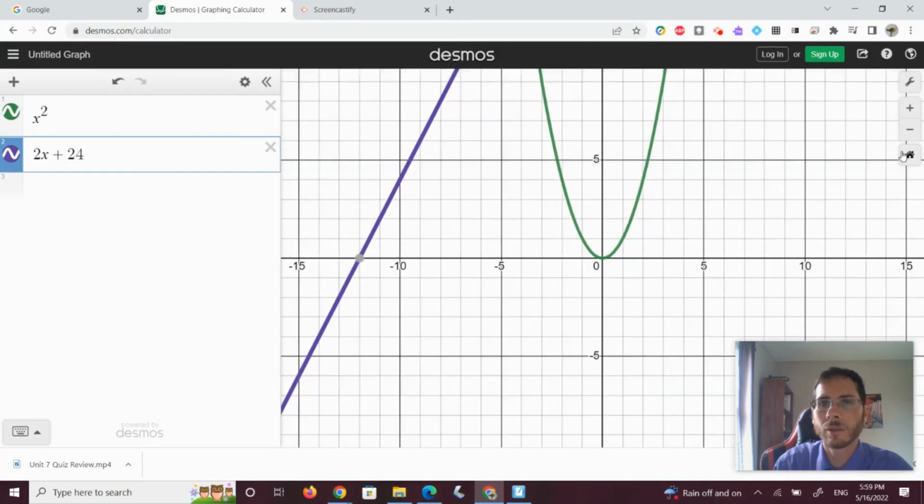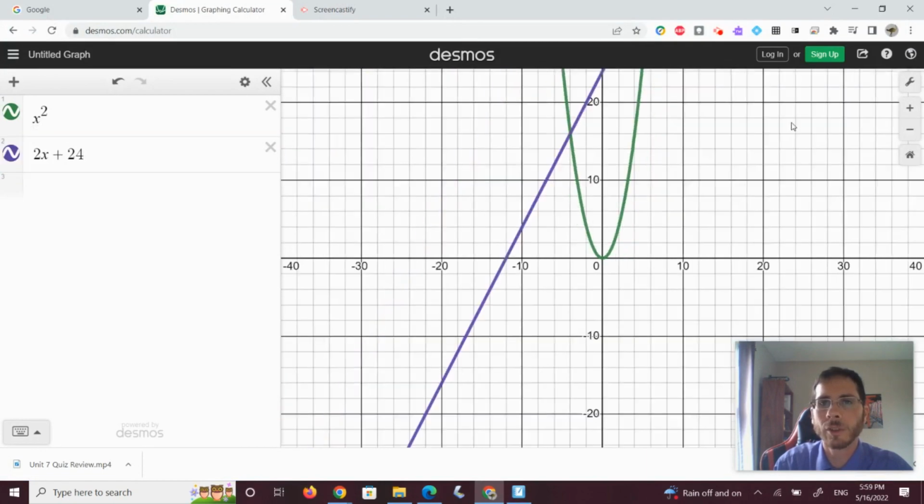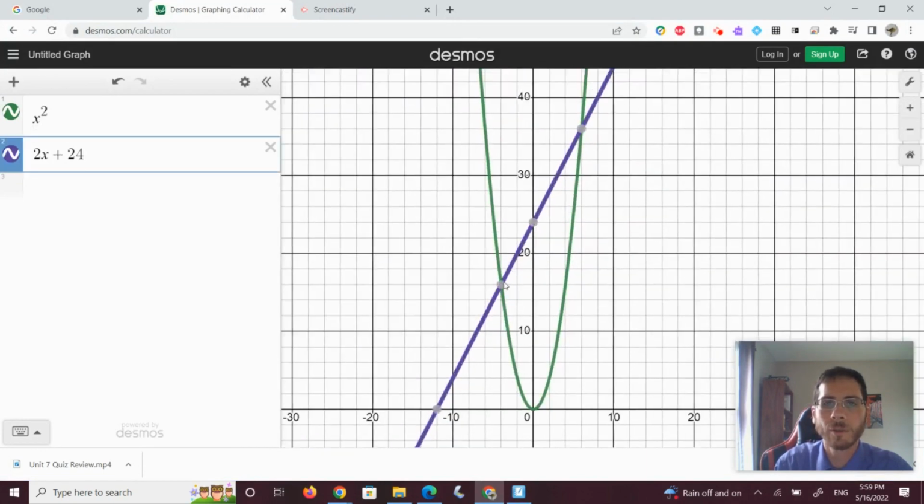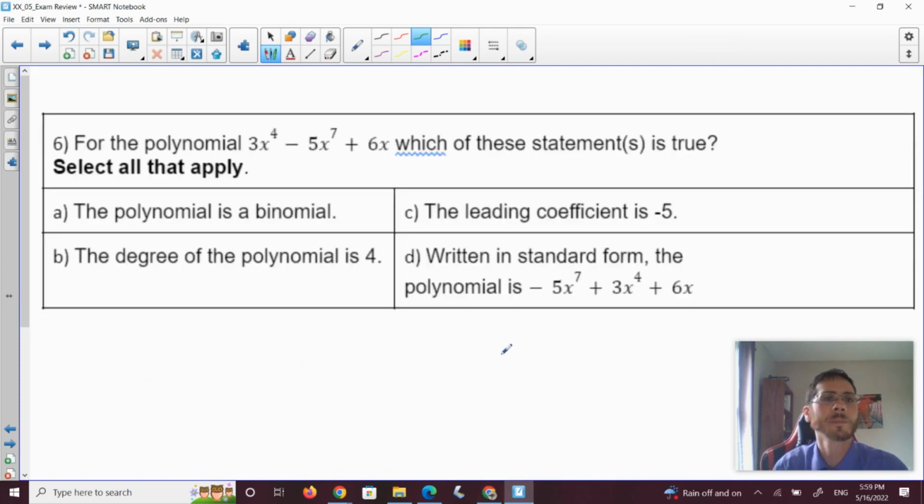All right. Looks like, not that one. Okay, zoom out a couple times. So at negative 4, that's at negative 4. That at 6, that's at 6. All right. Seems reasonable. For number 6, for the polynomial that we have here, which of these statements is true?